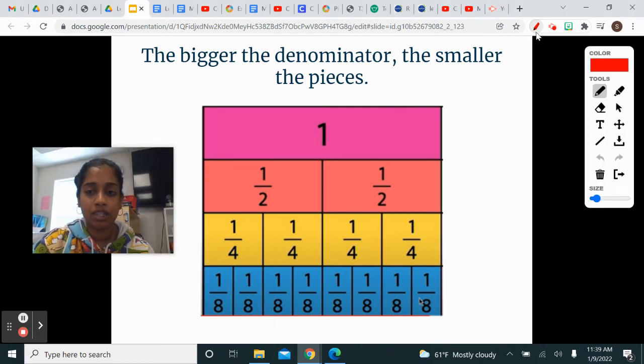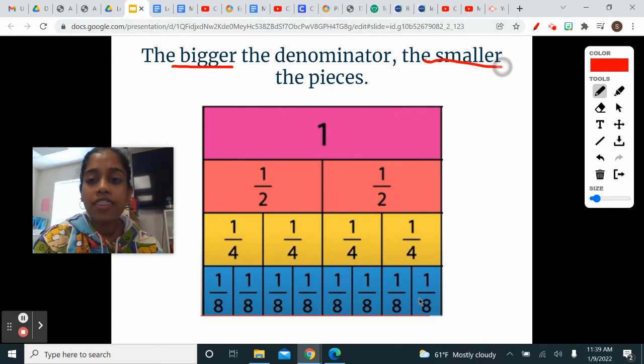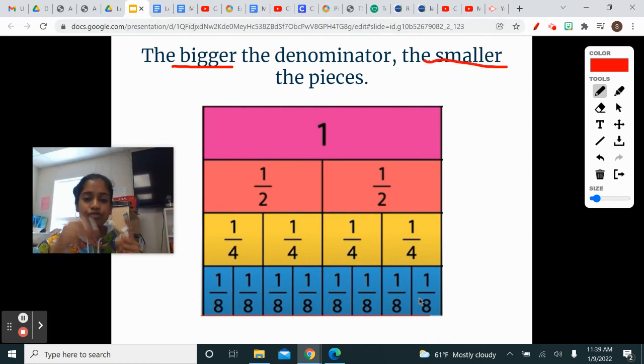Let's see one more thing before we go on to our closing statements. So, one thing to remember is the bigger the denominator, our number on the bottom, the smaller the pieces. Now that can seem kind of confusing, but let's go ahead and take a look at our chart right here. So right here I have 1 piece. That's our whole. The pink is our whole, right? And then I took the same size wholes and I cut them up into 1/2 and 1/2. So look, 1/2 is smaller than 1 whole, right? So I'm seeing that getting smaller.